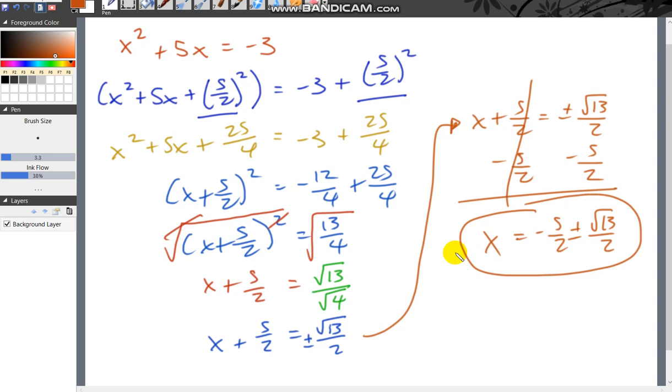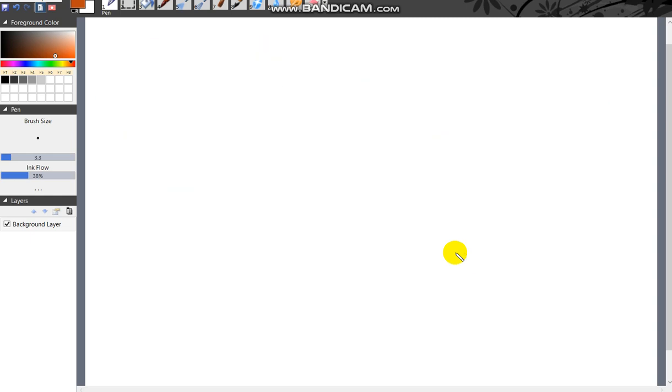And you can go ahead and check that this should work out if you decided to use the quadratic formula as well. Okay, now I'm going to just show you a different example. So let's say I gave you something like this: (x − 4)² = 25/3.